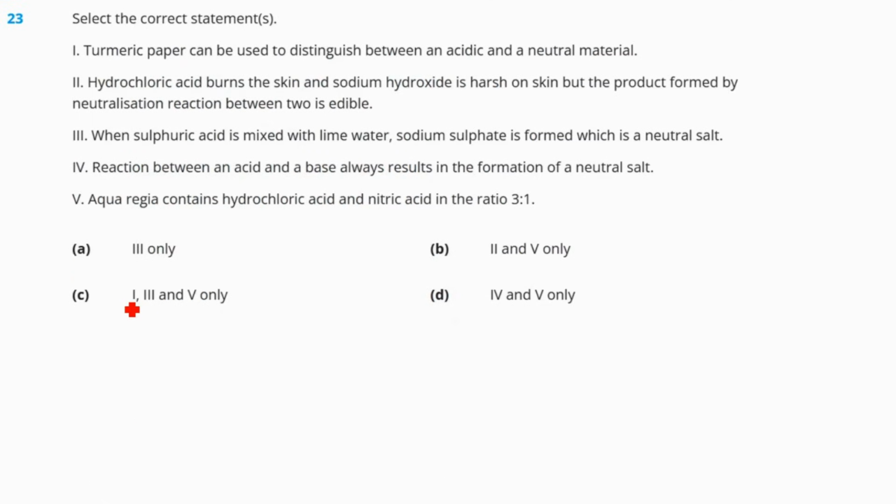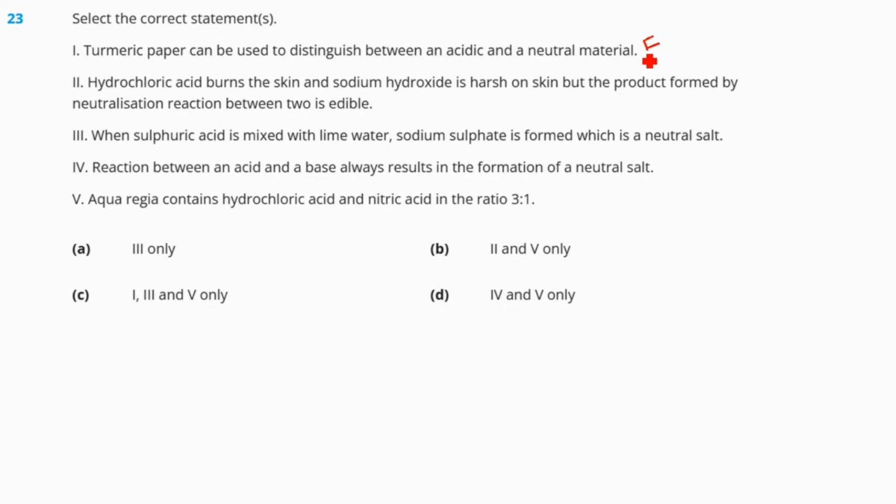Question number 23, select the correct statement. Turmeric paper can be used to distinguish between acidic and neutral material. No. Turmeric paper cannot be used to differentiate between acidic and neutral material because it will remain yellow only. So this is false.